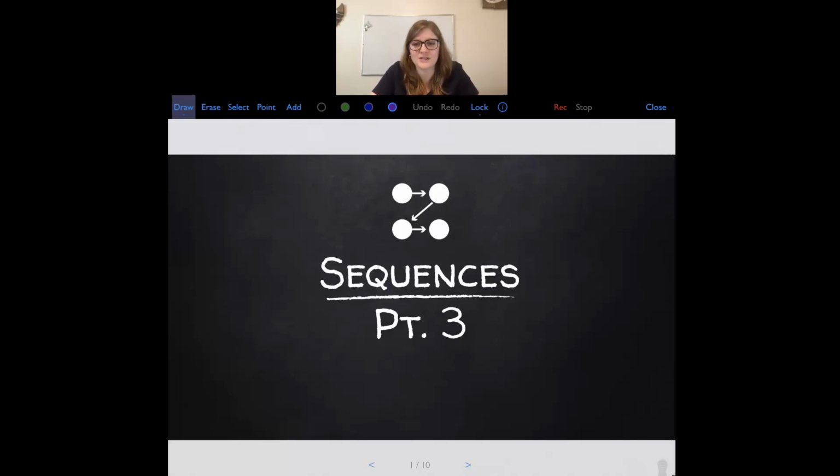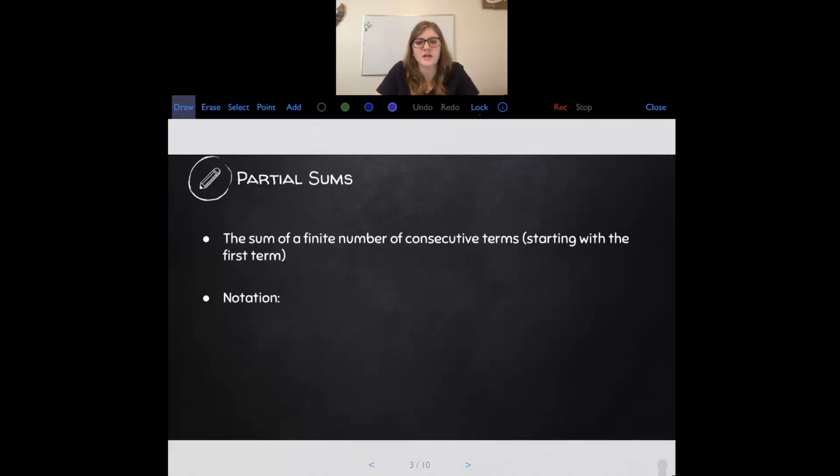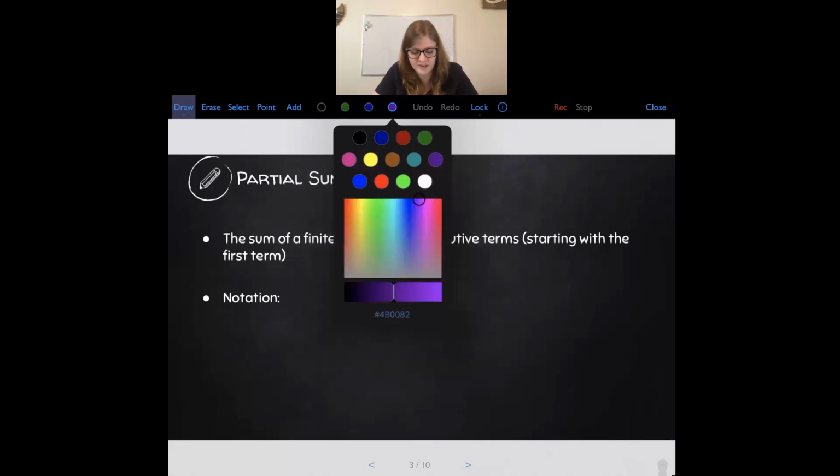We're going to continue on talking about sequences. This is part 3. So our objectives are to find partial sums for a sequence and to find the sum of a finite series. So first we'll talk about partial sums. A partial sum is the sum of a finite number of consecutive terms starting with the first term. Okay, and there's some notation to see here.